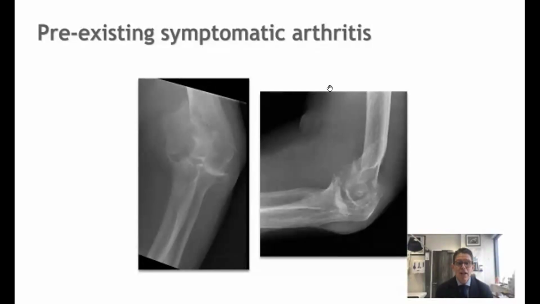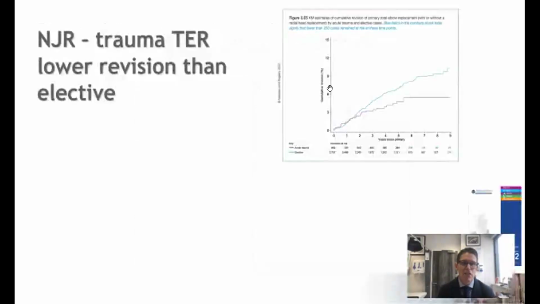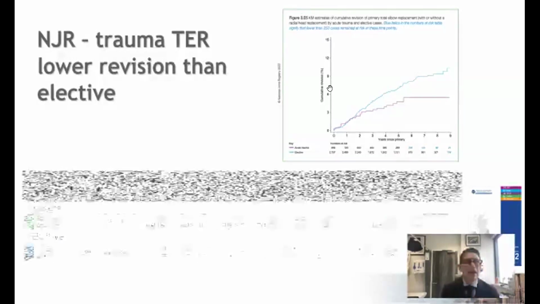There is one group where we definitely know that a total elbow replacement is better than a hemiarthroplasty, and that's the patient with pre-existing symptomatic arthritis, where there is a higher risk, of course, of pain from a hemiarthroplasty, and so most people would consider doing a total elbow replacement in that situation. The one thing we can comfort ourselves with is that if we do a total elbow replacement for trauma, we actually have lower revision rates than elbow replacement for elective indications.